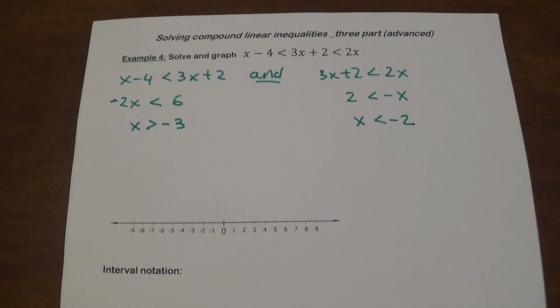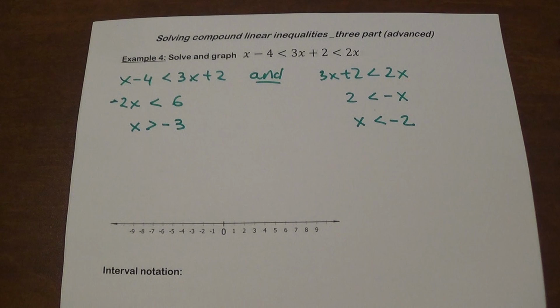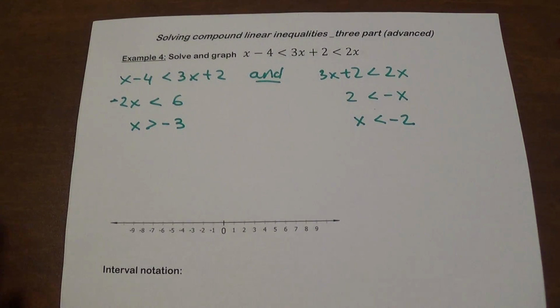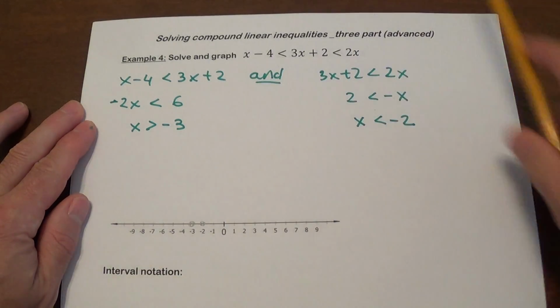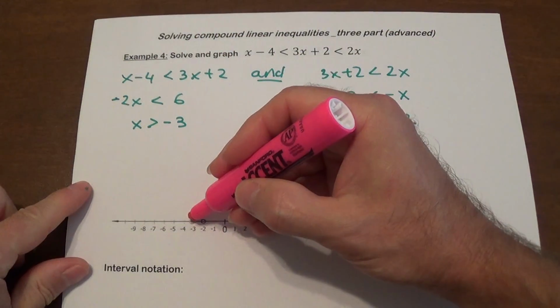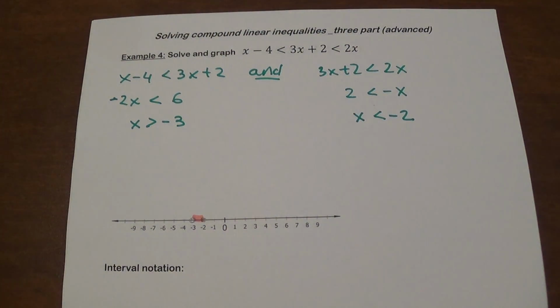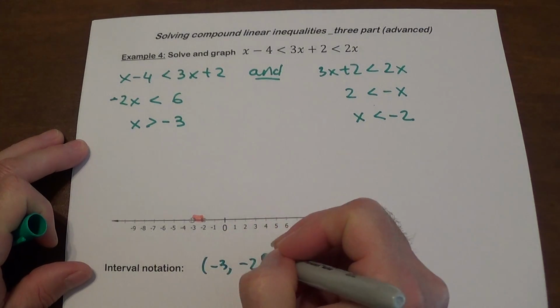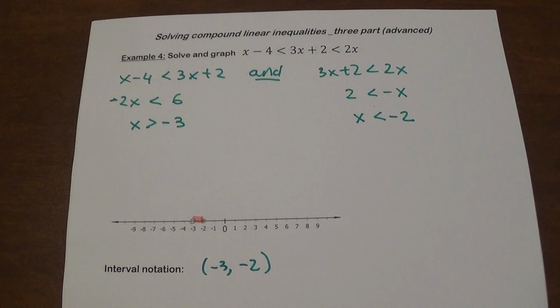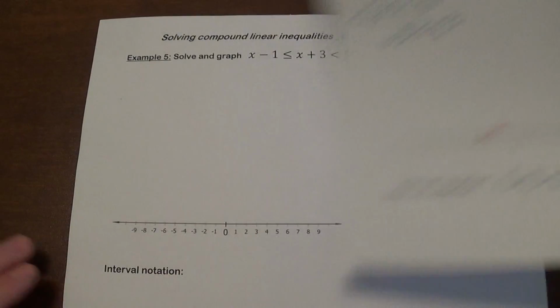Alright, so x is greater than negative 3 and x is less than negative 2. So these two inequalities will be true when you're between negative 3 and negative 2 with both ends open. Okay, so here's negative 3, here is negative 2. And that's a kind of short interval here, but that's what we got. So from negative 3 to negative 2, and we're done. Next problem.